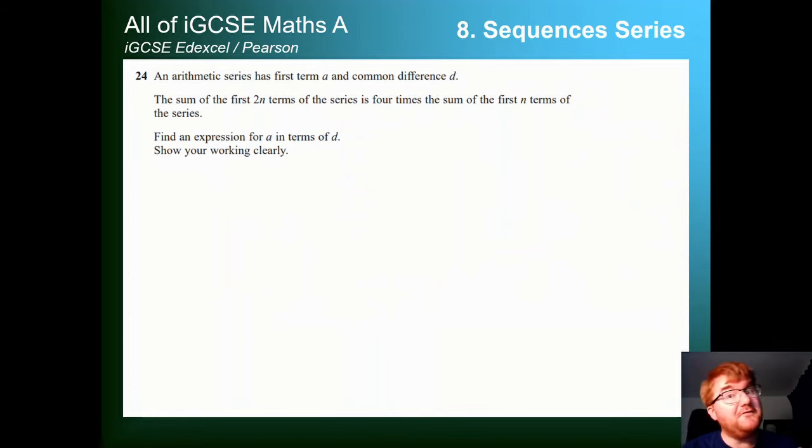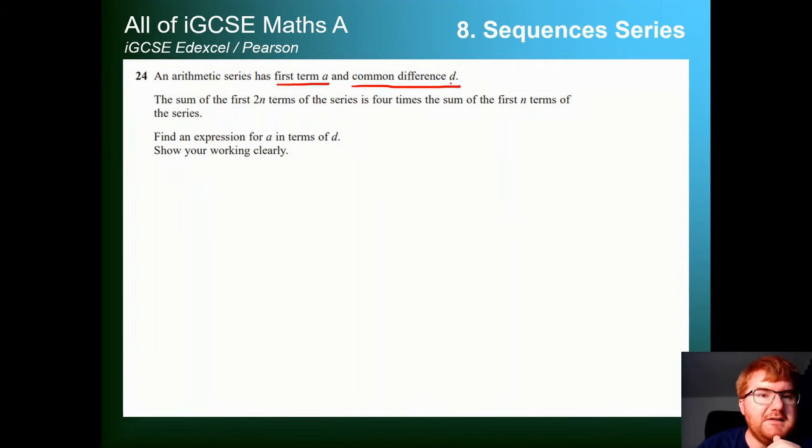And if you thought that was a difficult question, I've got an even more difficult question for you on this topic. I'm really focusing on some of the harder questions in this video, so you're really well prepared for the hard questions that could appear in the exam. So an arithmetic series has first term a and common difference d, so we've seen that idea before. Now the sum of the first 2n terms of the series is 4 times the sum of the first n terms of the series. Right, we're going to have to unpackage that in a moment.